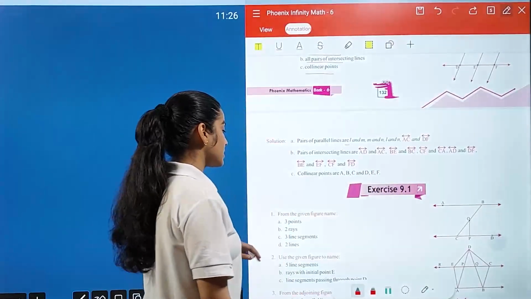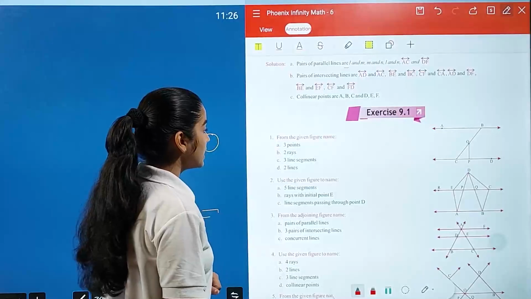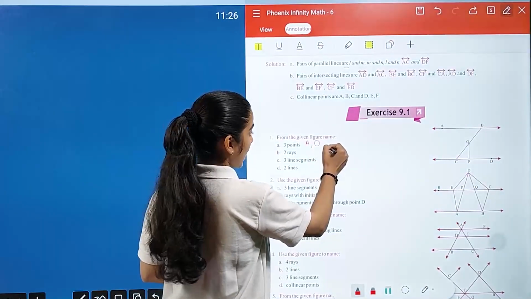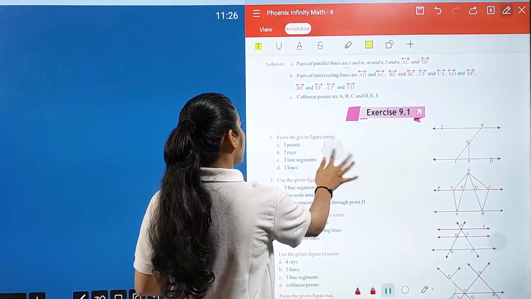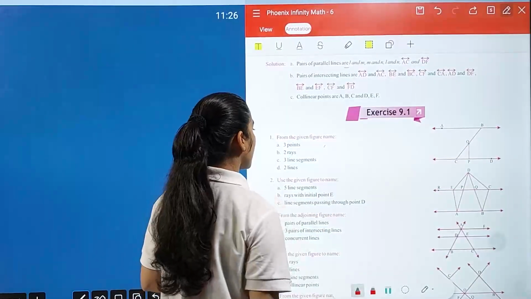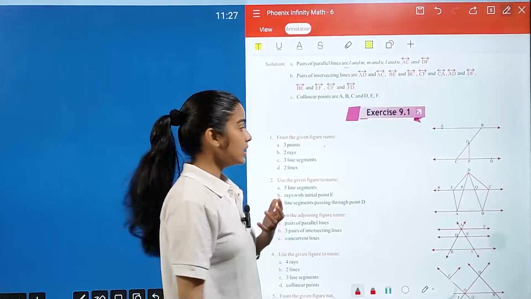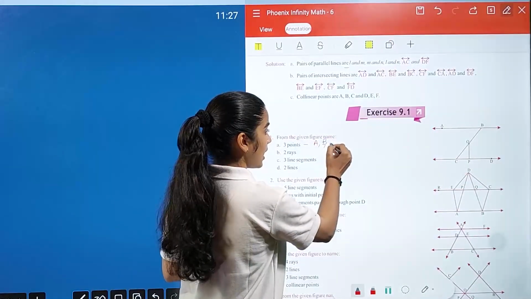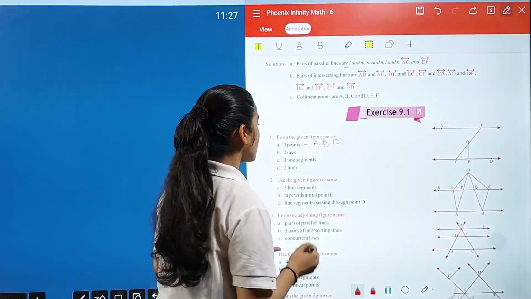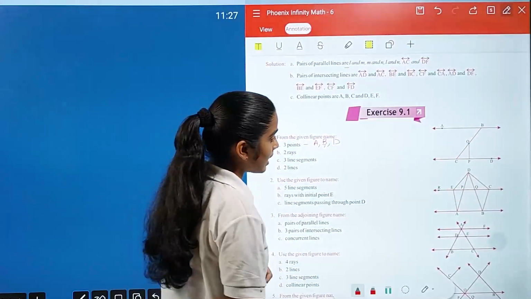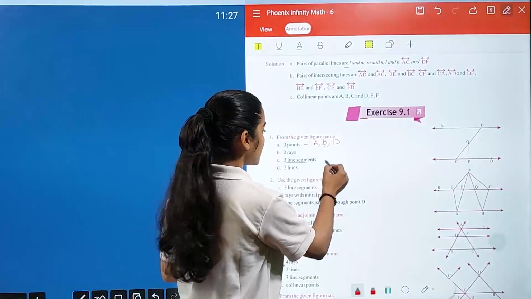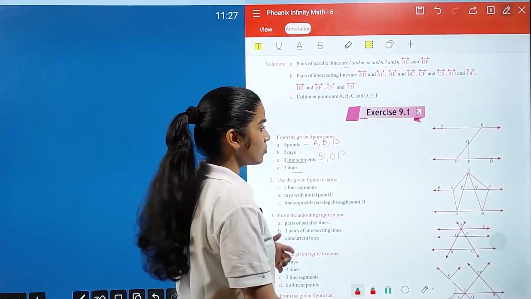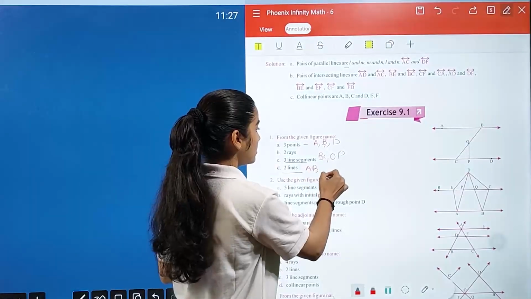Now we have our exercise 9.1. From the given figure, name 3 points. So the 3 points we have are A, O, and D. Now in exercise 9.1 we have to mention 3 points. So we have points A, B, and D. Now you have to mention the 2 rays. So you can take rays AB and CD. 3 line segments we have are BC, OP, like this. 2 lines we have to mention. So you have lines AB and CD.